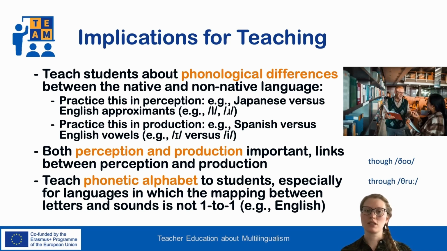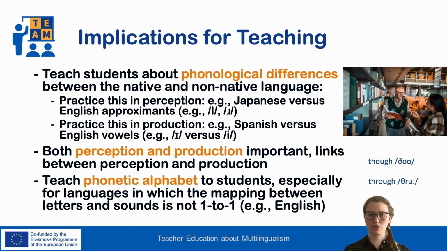So we saw the examples here in this presentation with the Japanese versus English approximants. So these are R and L sounds. So raising awareness and then practicing this with different methods. And the same for production. We saw the example with the Spanish versus English vowels. Also, again, raise awareness and then practice this with different methodologies. And what I also want to point out here is that both perception and production are important here in terms of learning or improving the sound system.